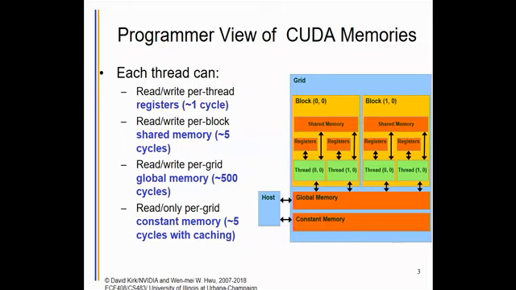So when you do the inference, these weights can be put into constant memory. And these are about 5 cycles with caching. They're usually cached extremely successfully in these architectures. So we have not exhausted all the memory types in this architecture. There's texture memory, but we're largely not going to worry about that in this course.